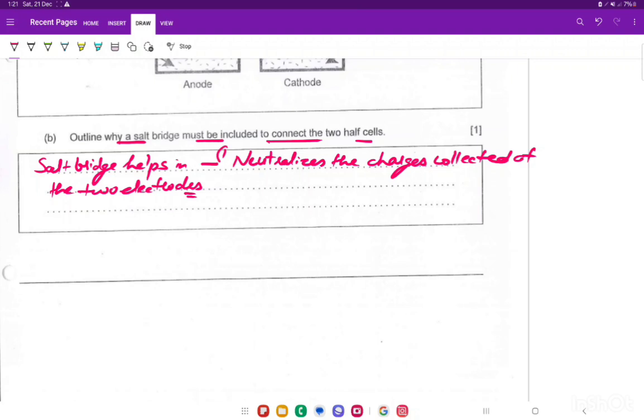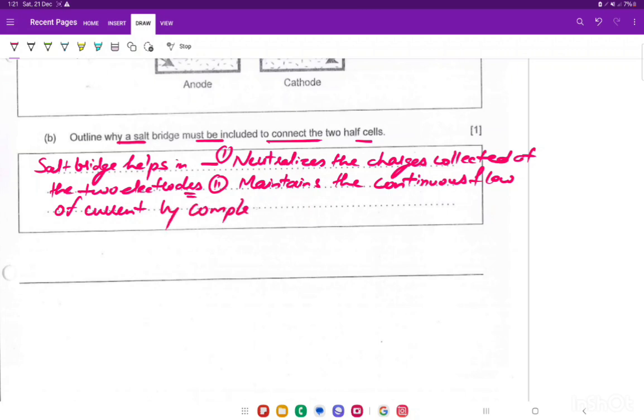Number two, it maintains the continuous flow of current by completing the circuit.